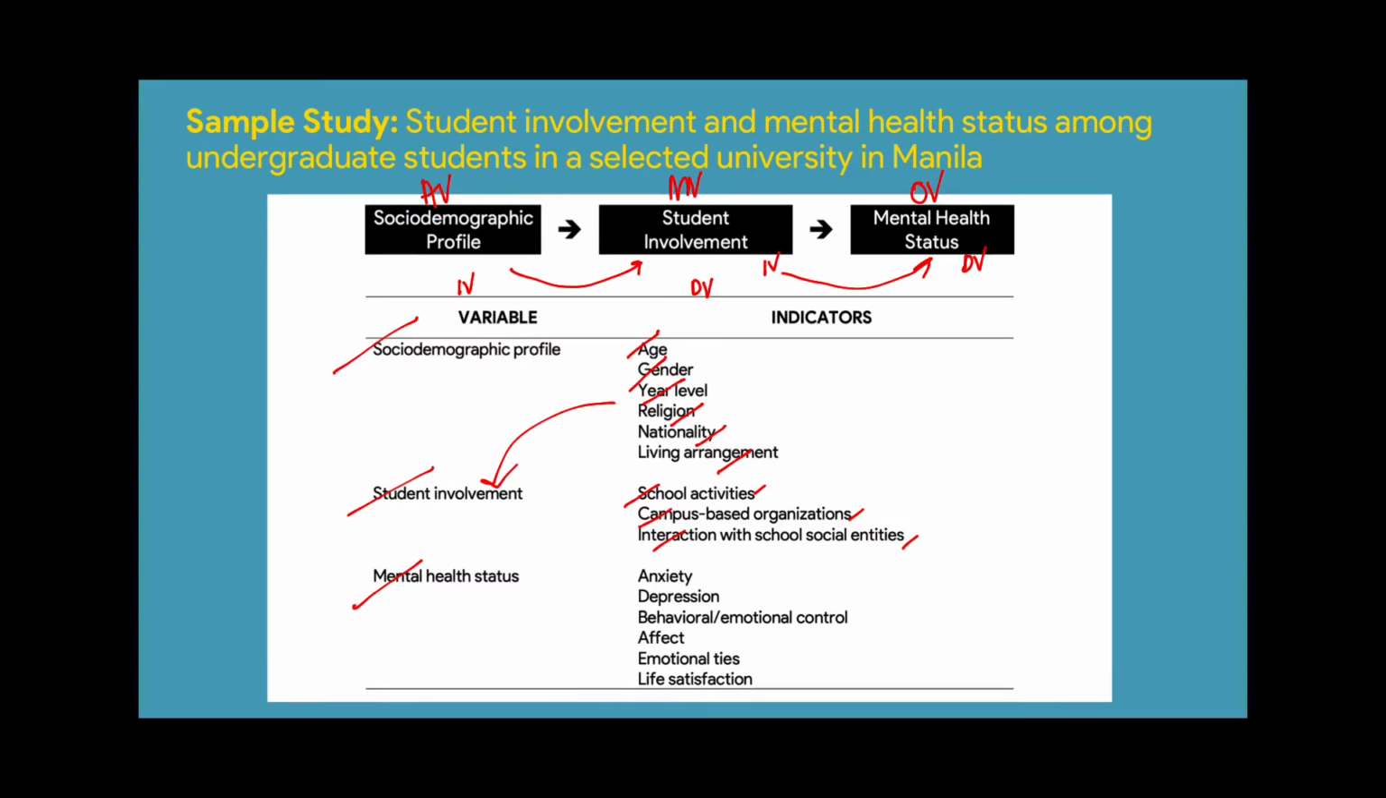And then for mental health status, we have six major dimensions: anxiety, depression, and loss of behavioral and emotional control, which together are signs of psychological distress. And then we have positive affect, emotional ties, and life satisfaction, which are measures of mental well-being. But basically, we are measuring six, not two.